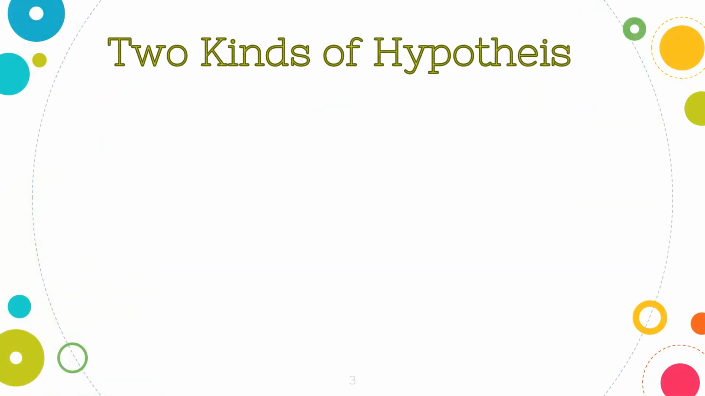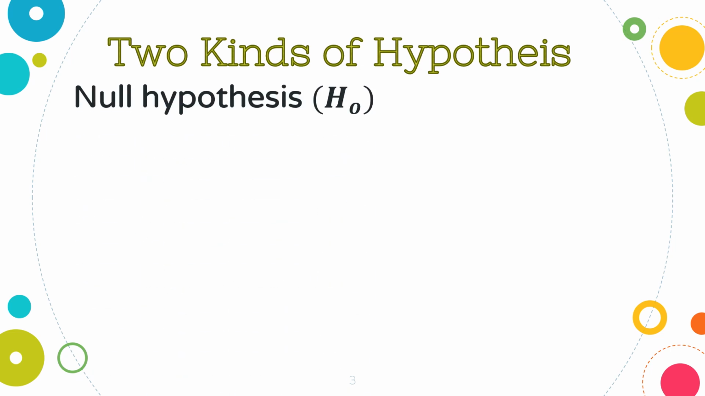So there are two kinds of hypothesis. We have the null hypothesis, wherein we denote the null hypothesis as H0, or sometimes we read it as H naught, wherein naught is an old-fashioned word for zero. But the general term for null hypothesis, we read it as H0.